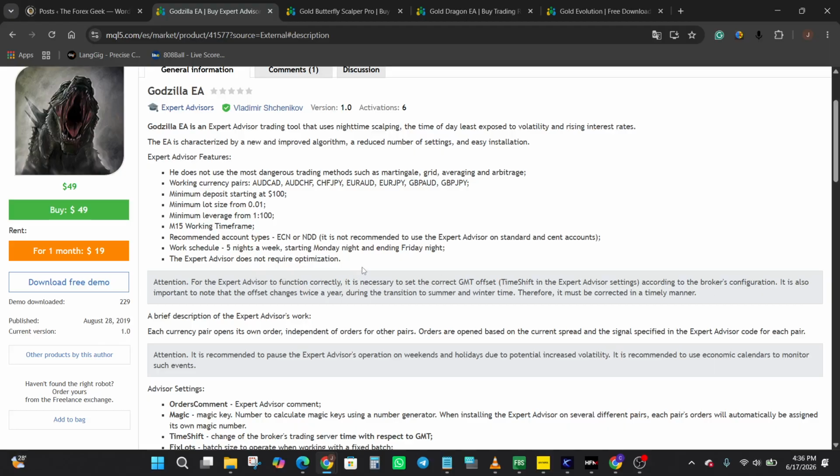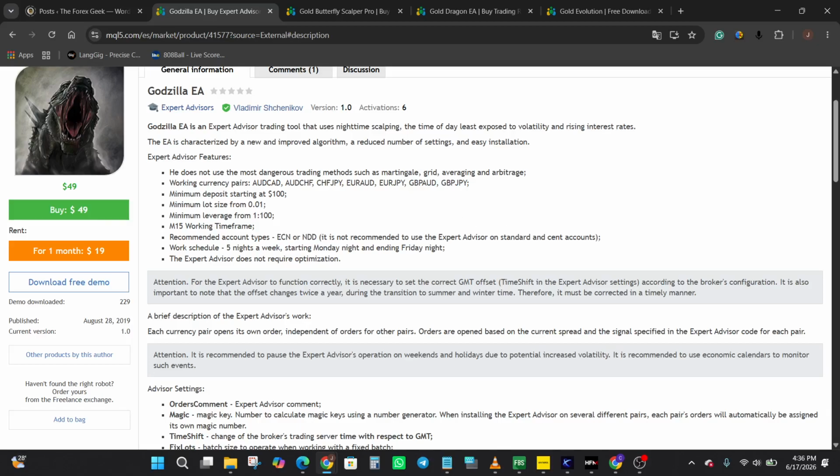Looking further into the specifications, the recommended trading pairs are AUD-CAD, AUD-CHF, CHF-JPY, Euro-AUD, Euro-JPY, GBP-AUD, and GBP-JPY. The recommended time frame is M15, and the minimum deposit starts from $100 with a minimum lot size of 0.01. The developer also recommends using leverage from 1:100 and suggests ECN or NDD account types rather than standard or cent accounts.